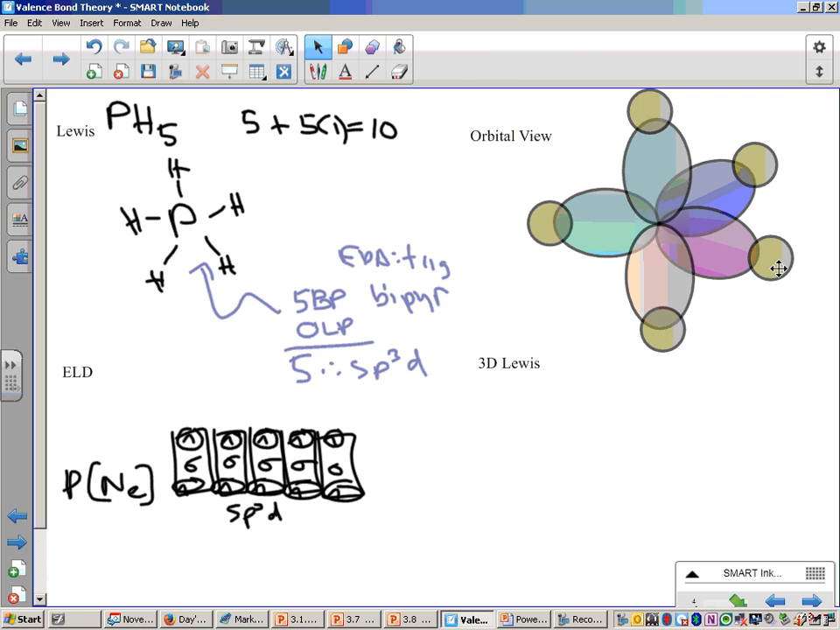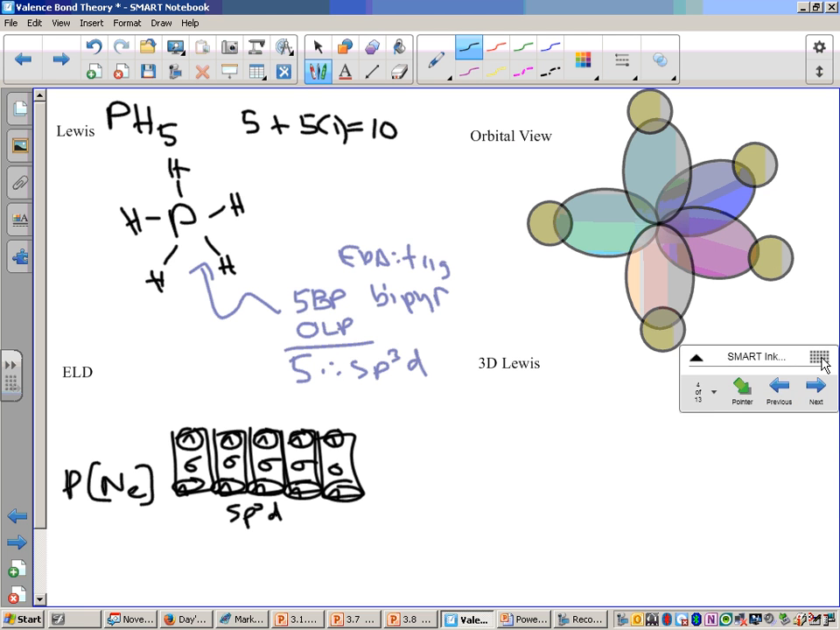And now the 3D Lewis, and I do have one that I can grab off of there, but I'm going to draw it so you can see how I draw this. With the 3D Lewis, again, all you need to do is imagine what those lines down the middle of those orbitals will look like. All right? Those are terrible lines, but we've done this already.